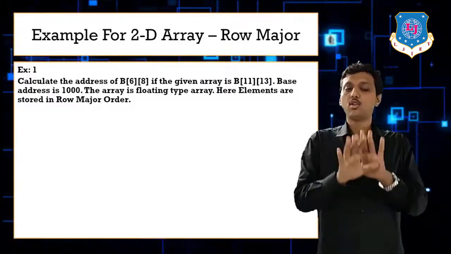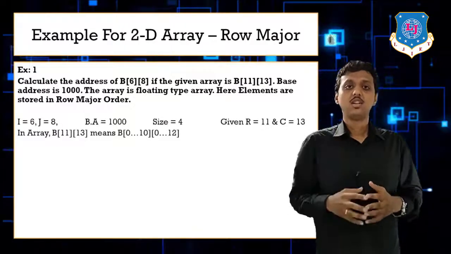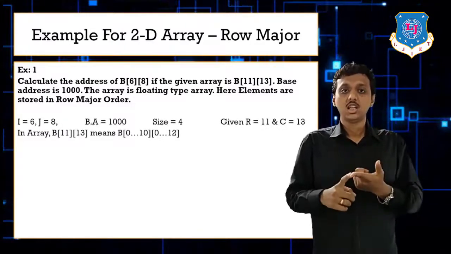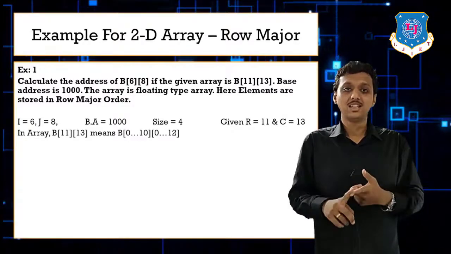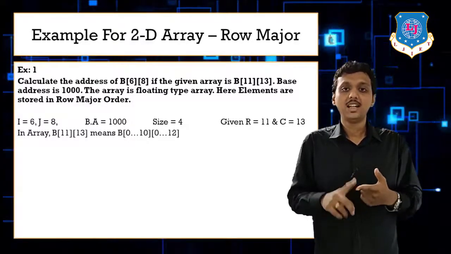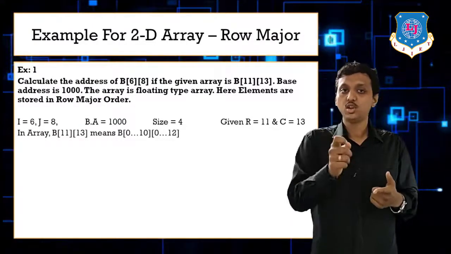So now we have all the data. Just write down the data. First we need to write down the I, j, then base address, then total number of columns and size. Students, what do you mean by the I? I means the row index that you need to find out. J means the column index that you want to find out.